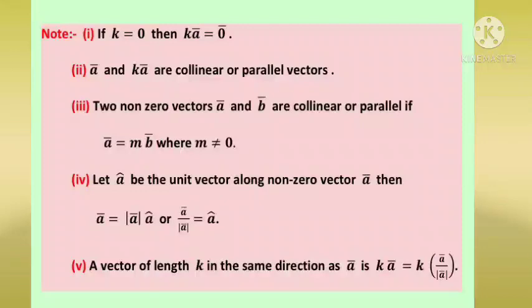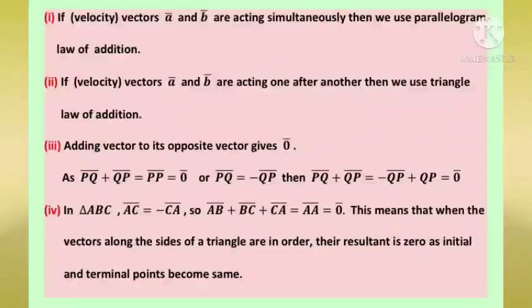Now you want to find a vector whose magnitude, means whose length, is k. So what you are going to do? You are going to multiply k with the unit vector, so that you get a new vector whose magnitude is k. So it will be equal to k into a cap, that is k into a bar upon magnitude of a. Now let us start with the notes related to addition of vectors.